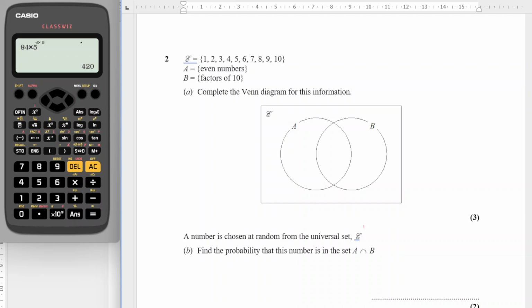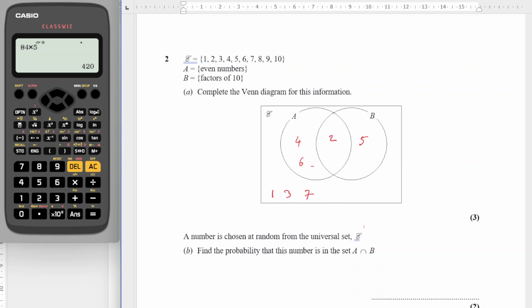So if I run down these, as I'm using the digits 1 to 10, 1 is not even or a factor of 10, so it would go there. 2 is even and a factor of 10. 3 is neither. 4 is even but not a factor of 10. 5 is a factor of 10 but not even. 6 is even but not a factor of 10. 7 is neither. 8 is even. 9 is neither, and then 10 is in the intersection.